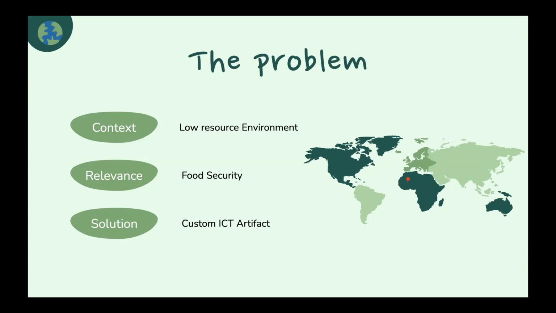And also why it's relevant to help them there. Well, there's a huge food insecurity problem in Mali, and if we help them with their seed value chain, we can maybe tackle a part of that food insecurity, which is obviously really great. And a solution, which of the method, how we want to tackle this problem, is by implementing an ICT artifact as a solution.